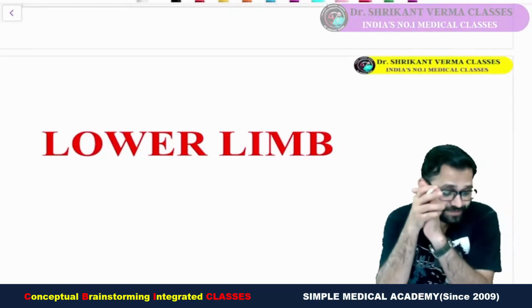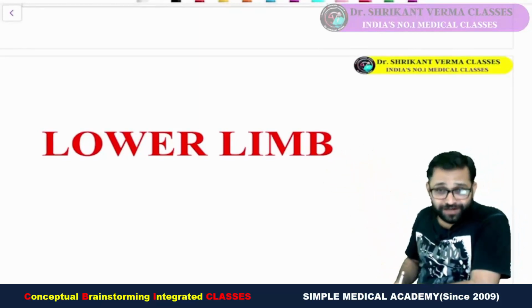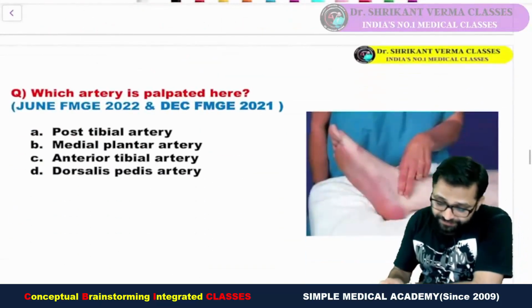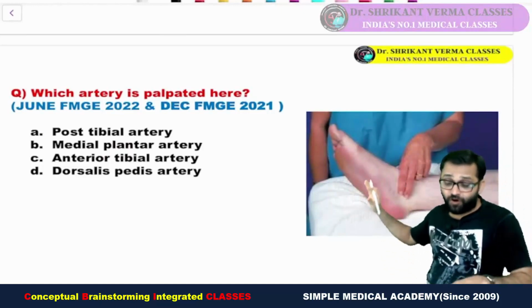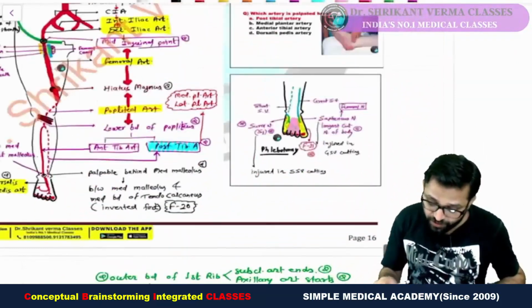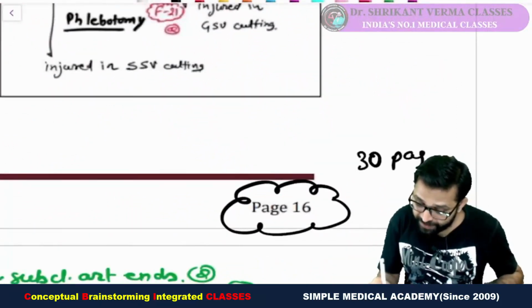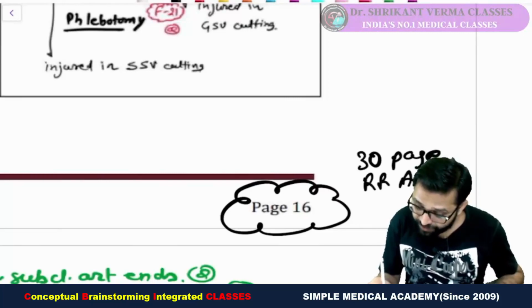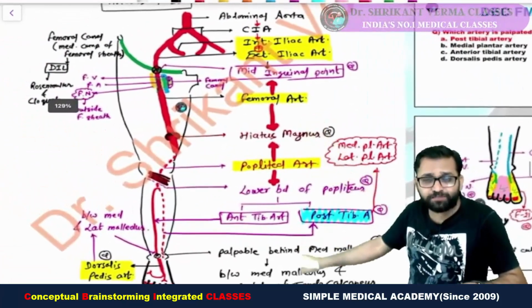Yes, welcome Amir Hassan. Now we are going to talk about topics asked from the lower limb. Okay, see here, I told you the question pattern already. We discussed all the arteries. See here, go to page number 16 of our 30-page rapid revision of anatomy. We had already discussed the entire arterial supply of the lower limb.